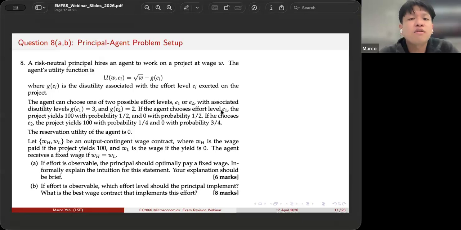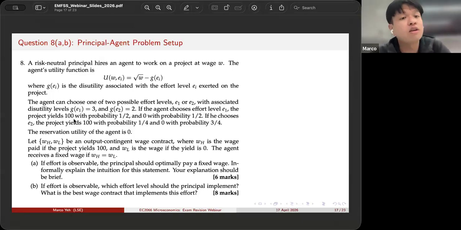If the agent chooses the high effort level E1, the probability of a successful project, which yields 100 pounds of revenue, and the principal collects the revenue fully, is 1/2. And if it's a failure, you get nothing with another probability 1/2. If the agent chooses low effort, which is E2, then the probability of success is only 1/4. With 3/4, you will fail and get 0. The outside option or the reservation utility of the agent is 0.